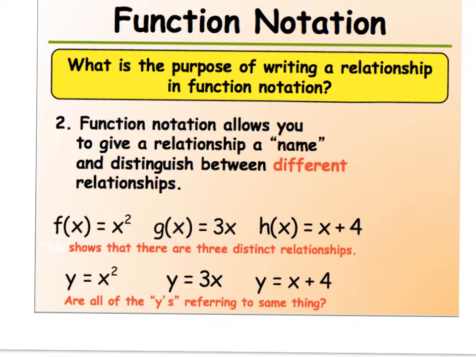So a second reason that we would write something in function notation, it allows us to give a relationship a name and distinguish it between different relationships. For example, here, we're saying that this function is x squared, this function is 3x, and this function is x plus 4. They're three very different relationships, where here we're saying y is this, but also y is this, and also y is this. So all the y's would be referring to the same x, where here our x's could be different.